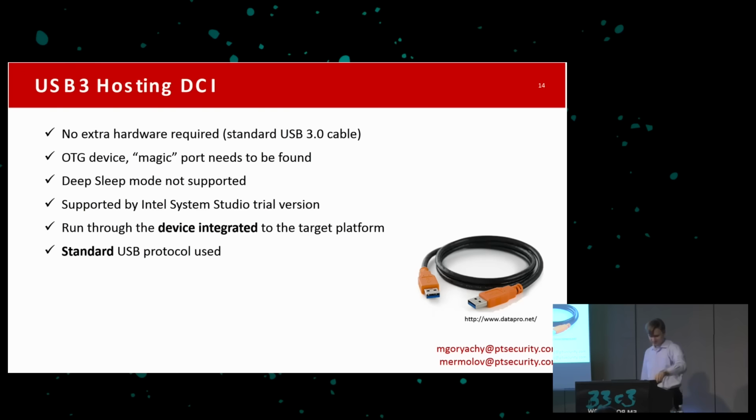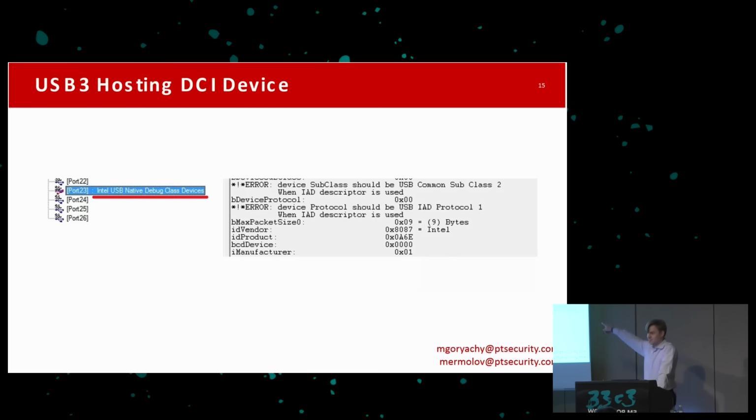USB 3 hosting DCI is a common USB 3 debug cable which works as an OTG device. That means that a special device appears on the host system on activation. It's really true. It's a device. It's a motherboard.